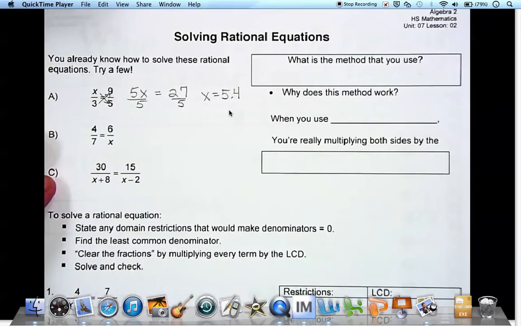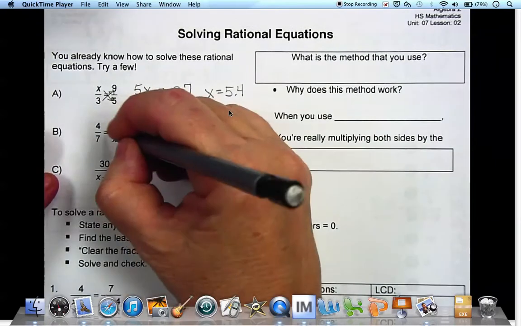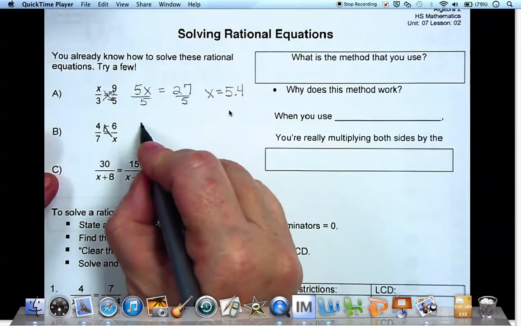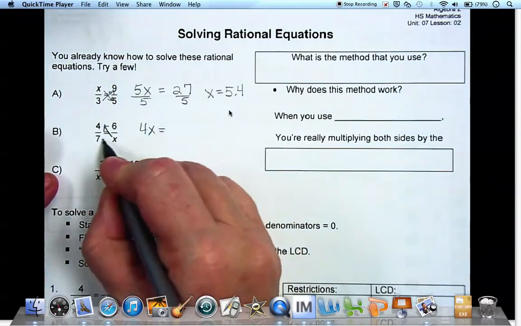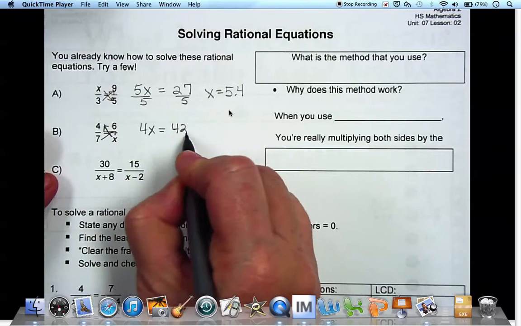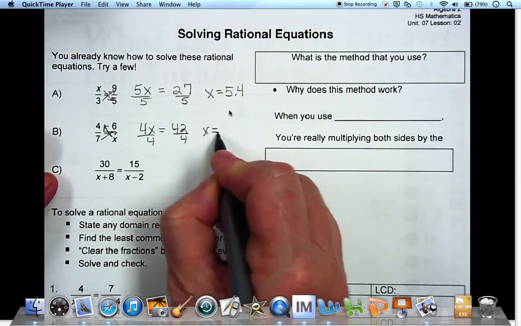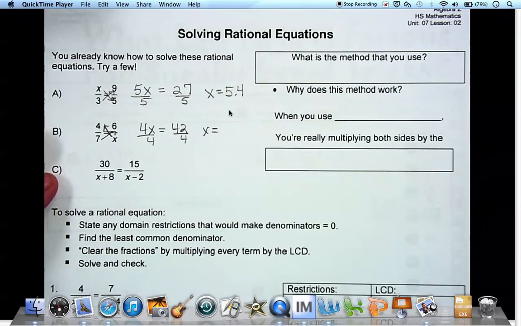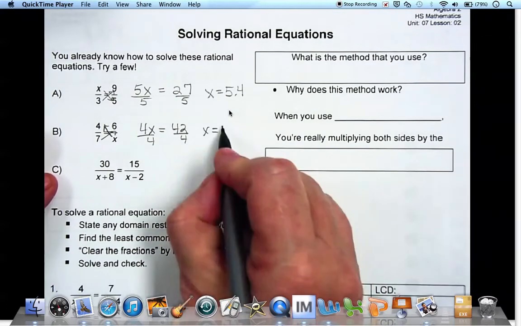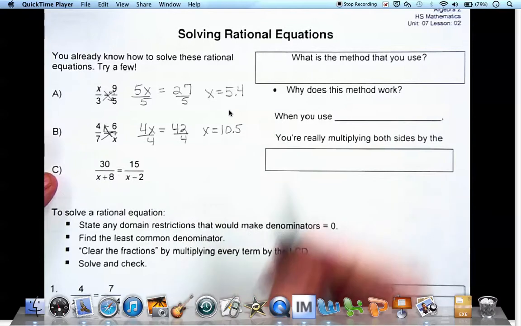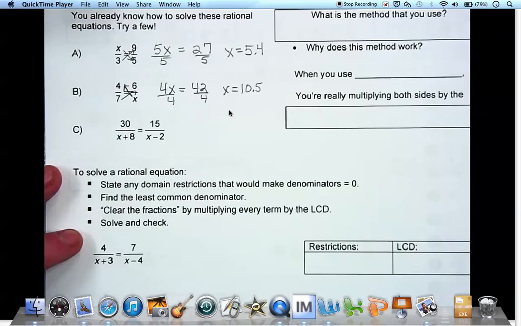Okay, and then the next one, same thing, cross multiply. 4 times x is 4x equals 7 times 6 is 42. Divide by 4, x equals 42 divided by 4, which is 10.5. Okay, the next one's a little trickier.